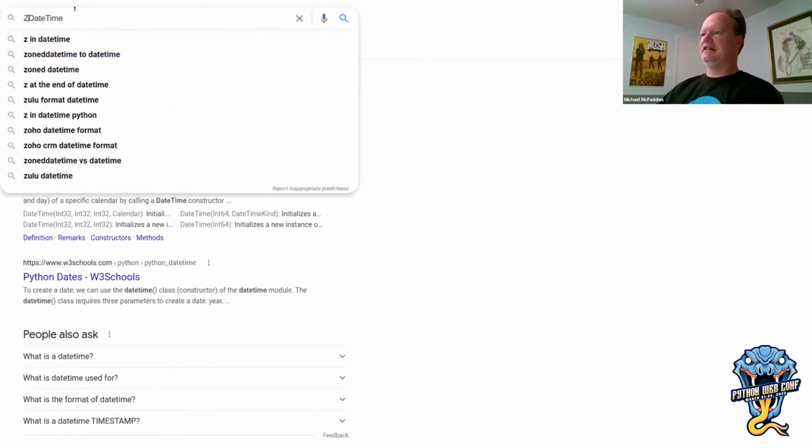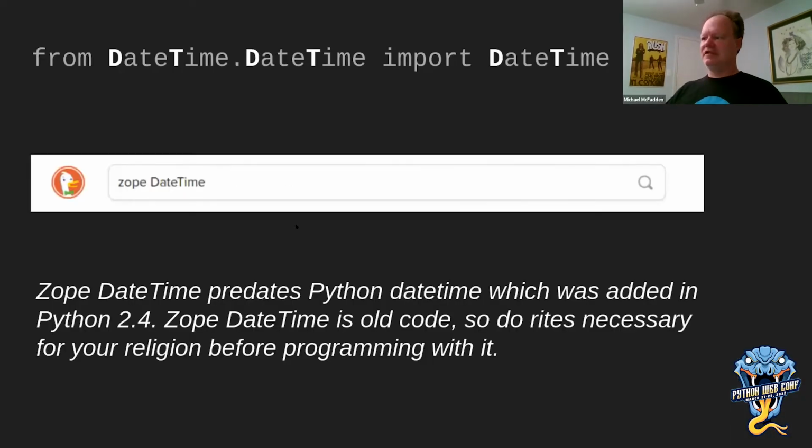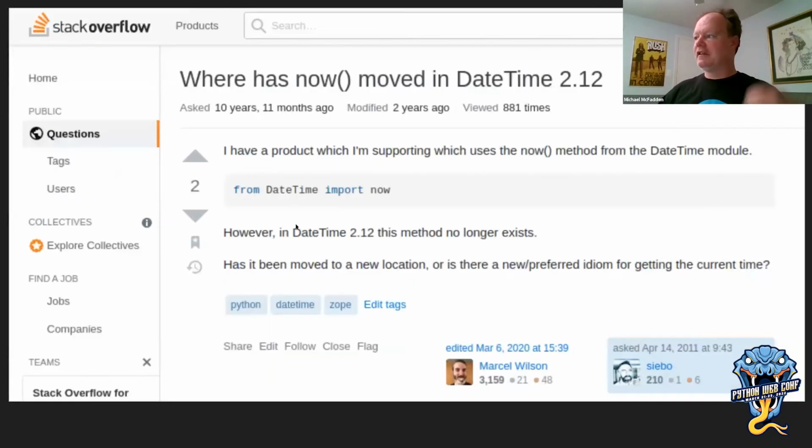So the secret to that is Zope. Yay. So first thing, if you ever encounter this, just put Zope in front of your search terms, and then there you go. And there's the thing, Zope is old, so do the necessary rites before you start working on this. And this has an immense amount of confusion within the Python community.